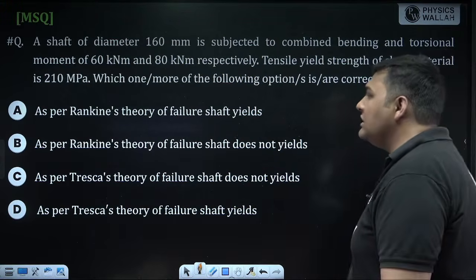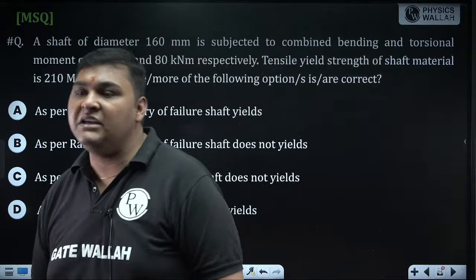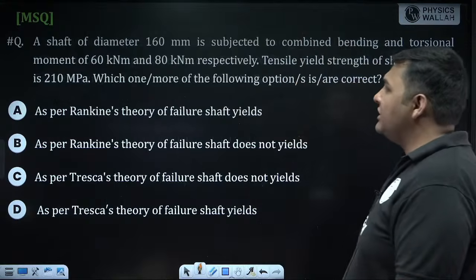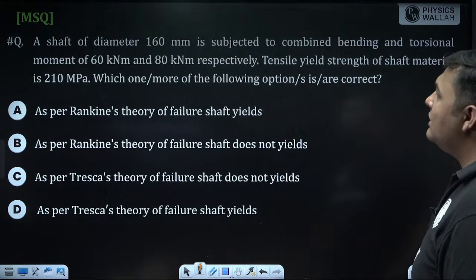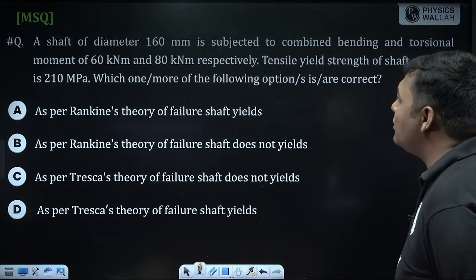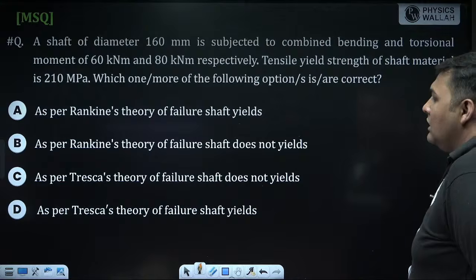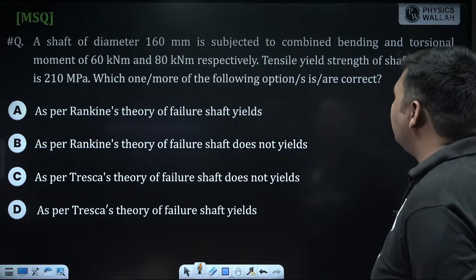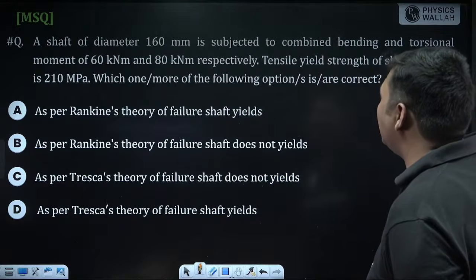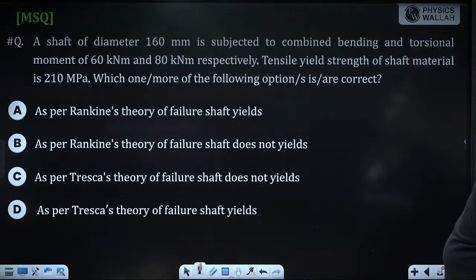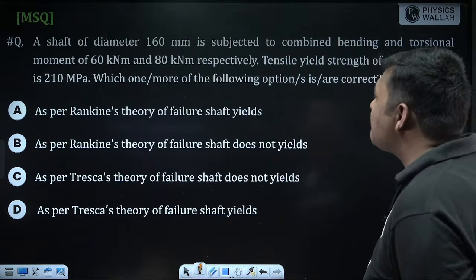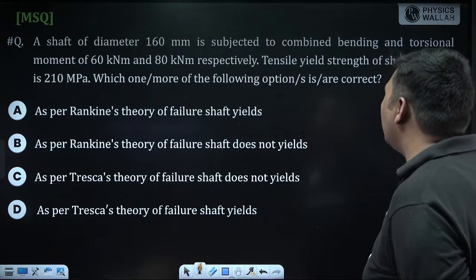Now I am discussing the question related to design against static load. So now moving to next chapter, which is design against static load. Solve this question. This is a multiple select question, means again more than one option can be correct. So you have to focus on all the options. A shaft of diameter 160 mm is subjected to combined bending and torsion moment of 60 and 80 kilonewton meter respectively. Tensile yield strength of the shaft material is given, which is 210 megapascal. Then which one or more of the following options is correct?